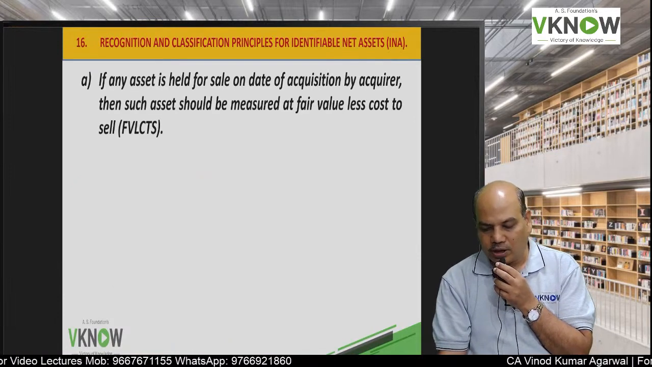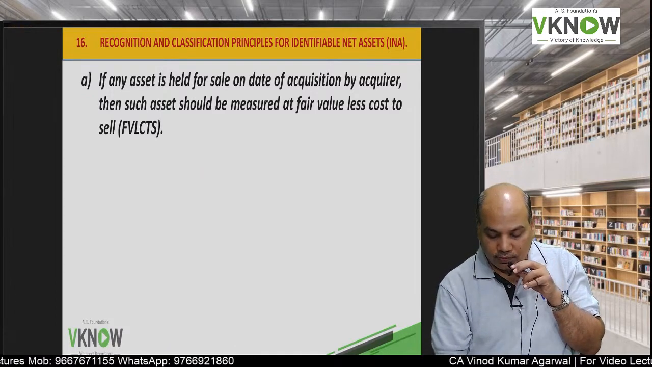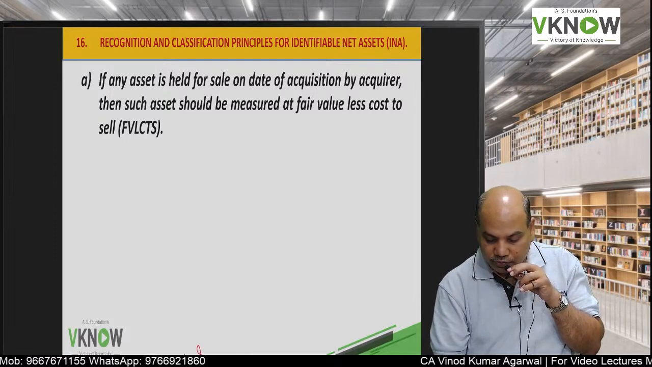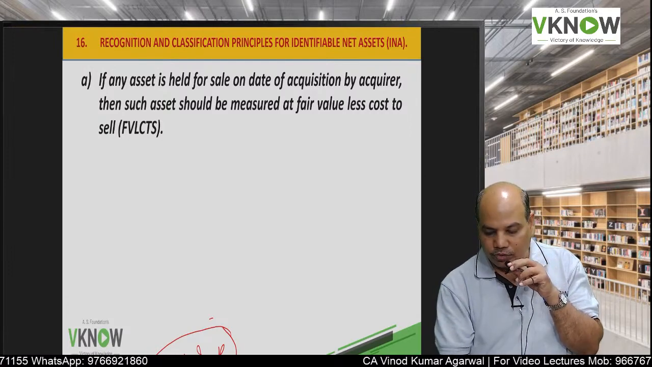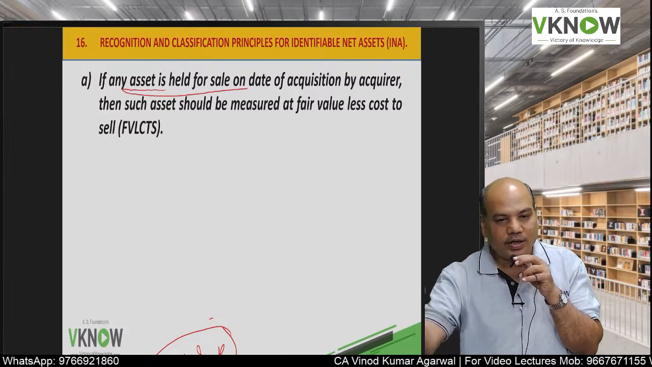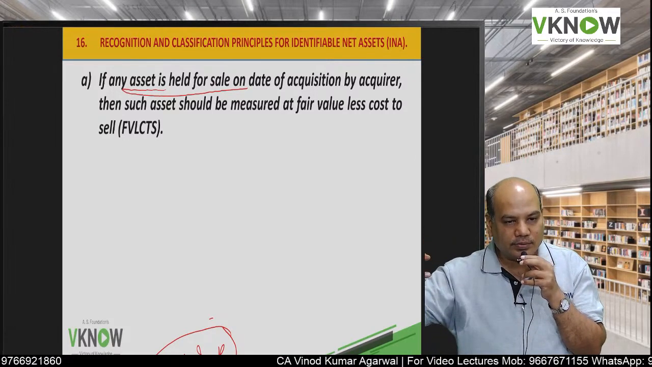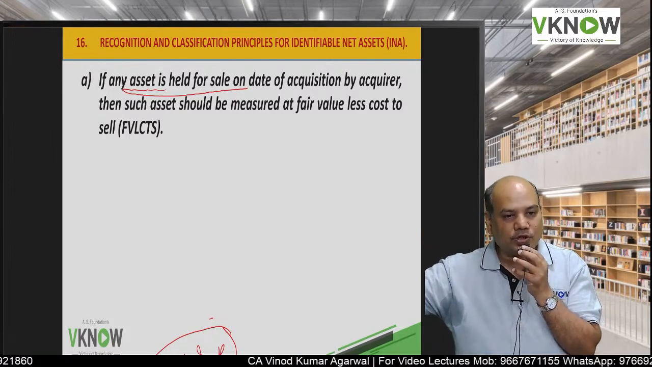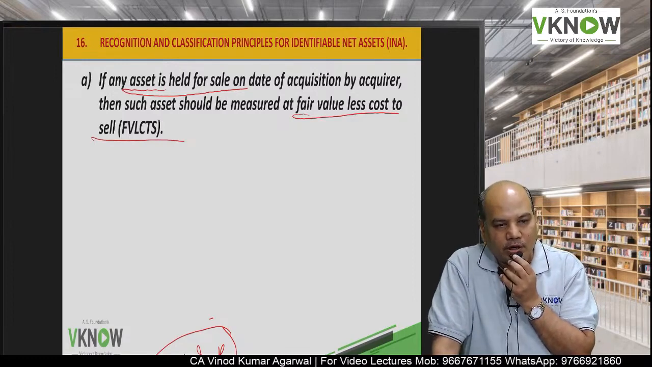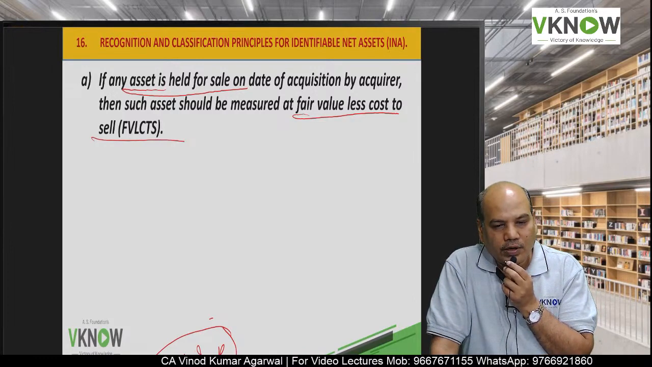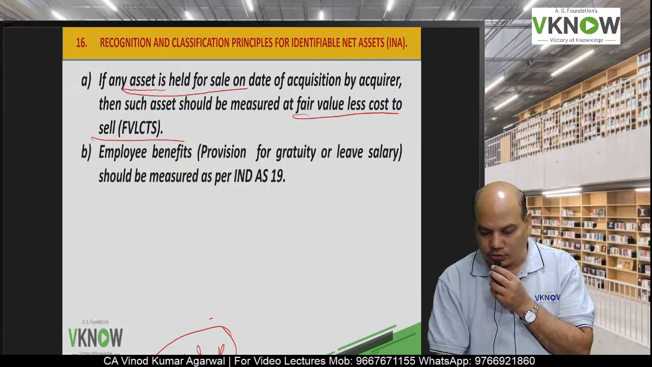So we have to keep in mind some recognition and measurement exceptions, very important for the exam. Your institute will check your knowledge on every line item. If you have acquired any asset in a business combination but you want to sell it, this is called an asset held for sale. In that case, we will not record it at fair value, but we will record it at fair value less cost to sell.